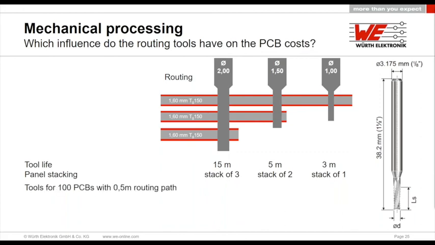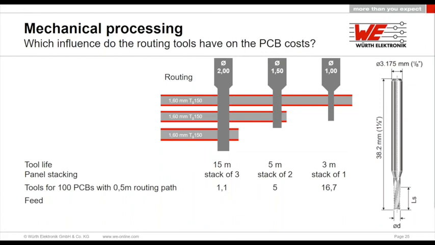And when you sum this up and have a look at, for example, the manufacturing of 100 PCBs with 0.5 meter routing paths surrounding the PCB, this means that we have to use 16 times more tools for 1.0 millimeter compared to 2 millimeter routing tools. And this is cost which is being paid by you if you want to have those small routing tools.